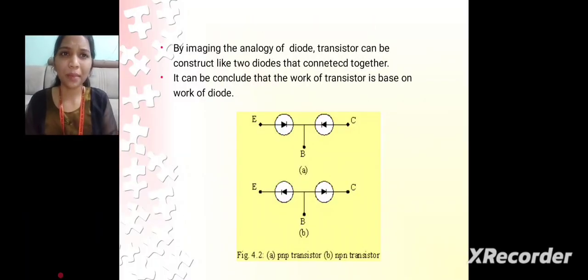Next, by imagining the analogy of a diode, a transistor can be constructed like two diodes connected together. It can be concluded that the working of a transistor is based on the working of a diode.